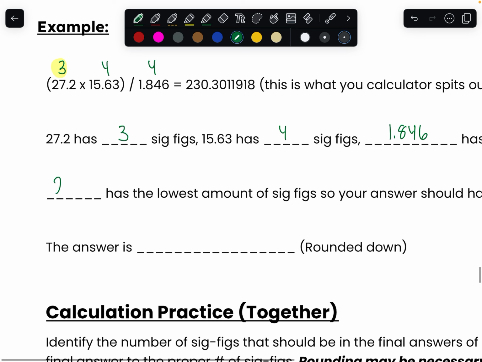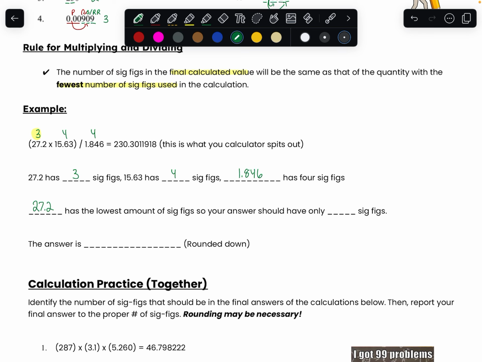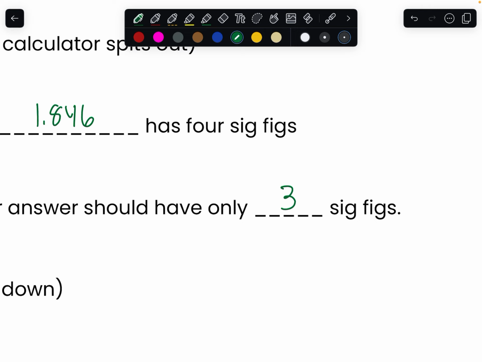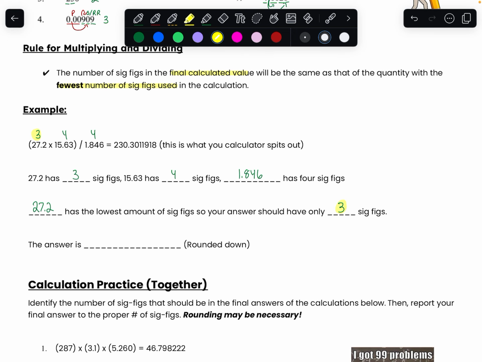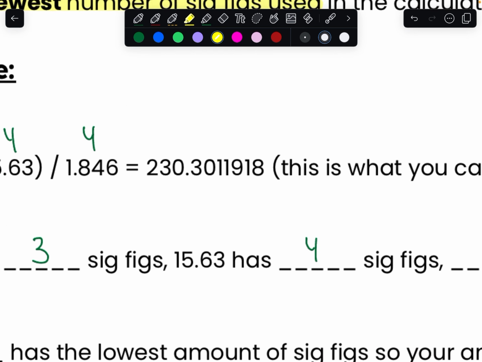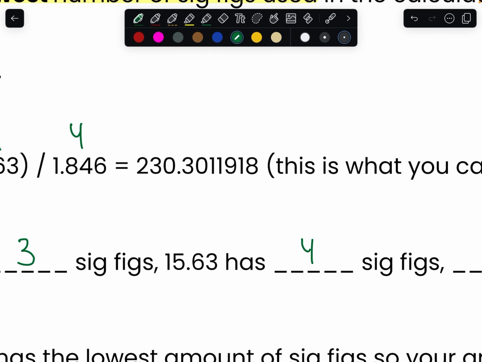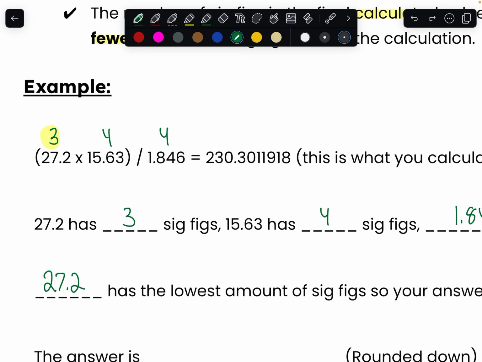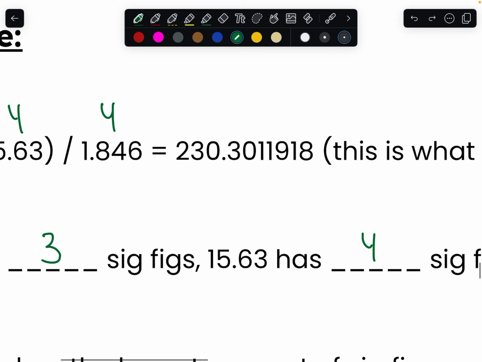Since 27.2 has the lowest number of sig figs, your answer should only have 3 sig figs in it. So when we report our answer, we're going to have to either round up or round down usually. This is the answer your calculator will spit out when you put this in: 230.3011918. What you need to be able to do is determine if you should round up or round down. The way we do that is we count up the digits we're going to use in our answer, or how many sig figs. So we need 3 numerical places for 3 sig figs.